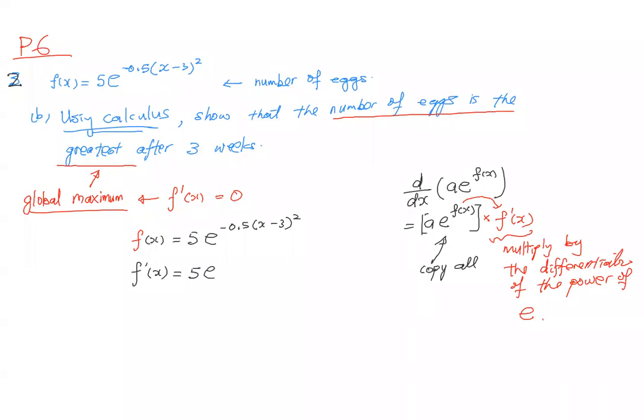Copy down the whole thing, times by the derivative of the power. The power here is this form, so I must use the chain rule. Knowing the rule is not important. How to use the rule is more important. So I multiply by the power, copy down the whole thing, power take away 1, times by the derivative of whatever is in the bracket.